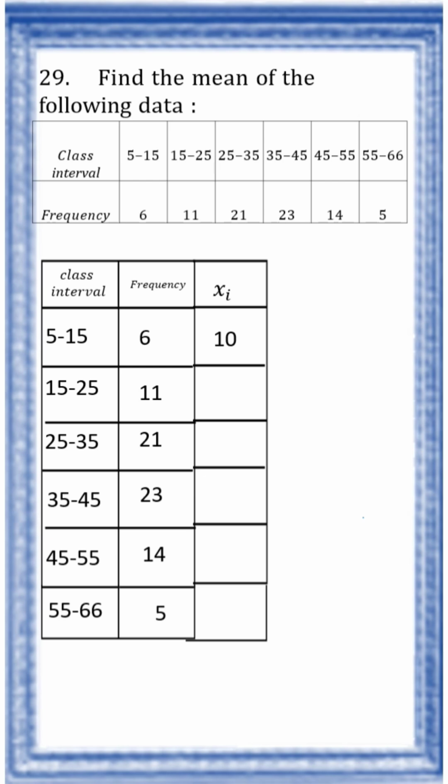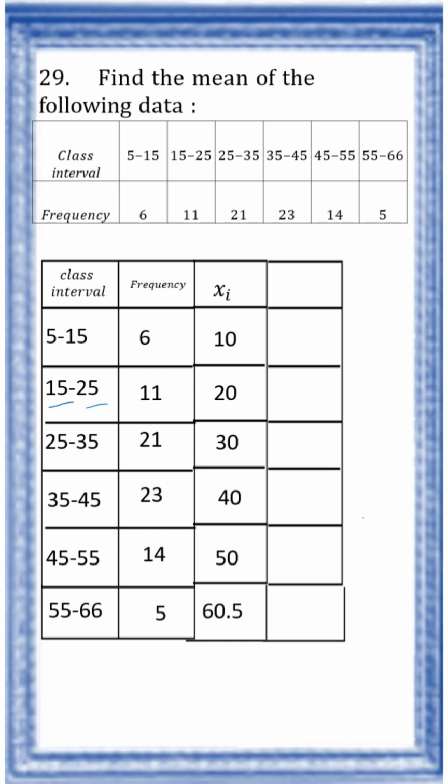Then you can add the size of the class interval also. What is the size here? 10. 10 plus 10, 20. Or you can add these two and divide by 2. Both are correct. 20 plus 10, 30. 30 plus 10, 40. 40 plus 10, 50. Here you can't add because it is 55, 66. You have to add these two and divide by 2. You'll get what?